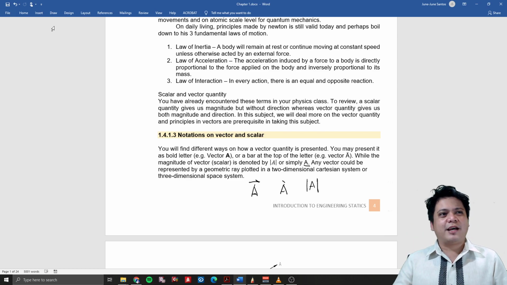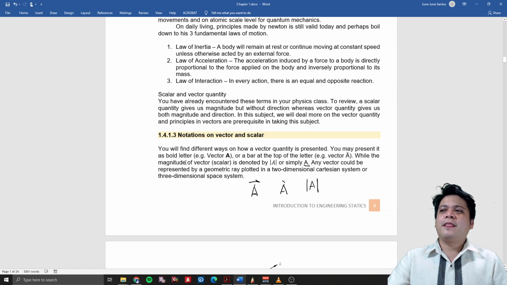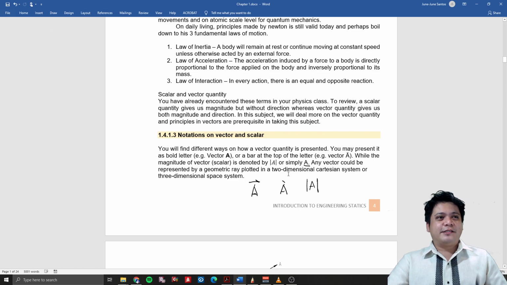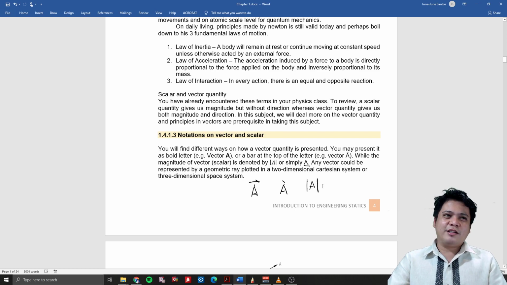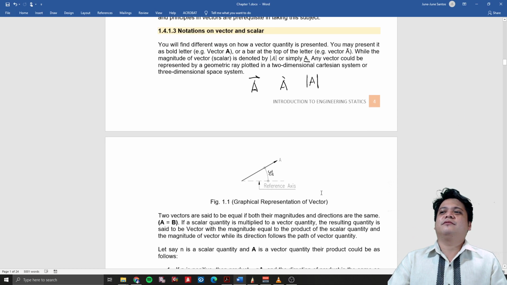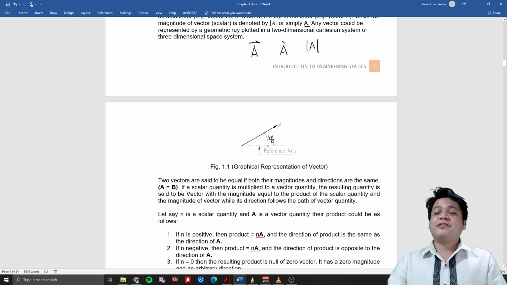Okay, so we will go on that soon. So for now, alam natin yung difference ng scalar and then the vector, both in principles and also on our discussion. So we will be having here the symbols, bold letters or just simply a letter itself. Okay? So ito, graphical representation.